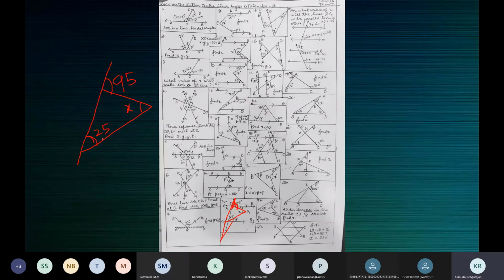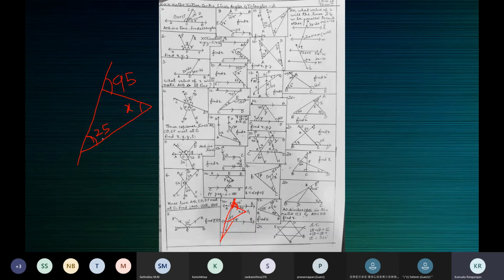My question is, I have shown a portion of the figure. What property can be used to find x? Don't see the full figure. See the portion of the figure which I have shown. What property will help you to find x? Exterior angle property. Satvika said exterior angle property. Yes, Satvika, work on that.